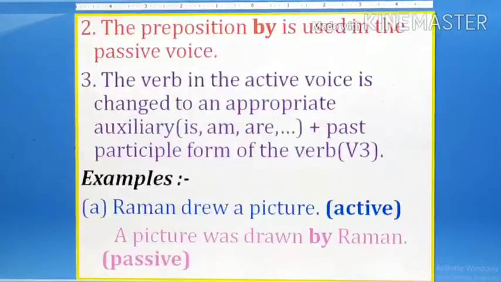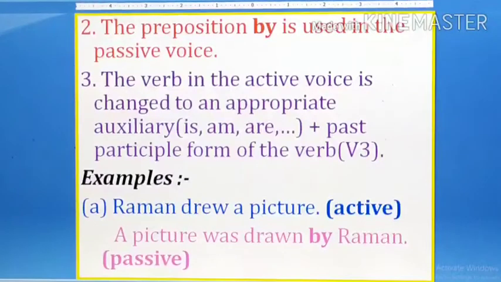Okay, now the next feature, number 2: the preposition "by" is used in the passive voice. Just now I told you, the verb in the active voice is changed to an appropriate auxiliary. You might have seen in the previous examples how we have used the auxiliary verbs in the passive voice with the past participle form of the verb, that is the V3 form. The verb in the active voice is changed to an appropriate auxiliary plus the V3 form of the verb. Example: Raman drew a picture.